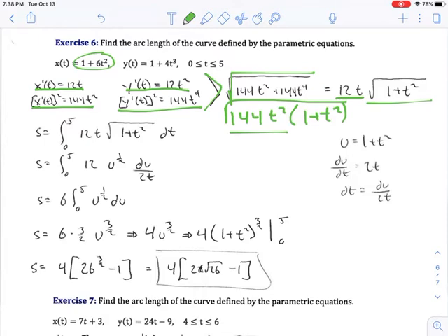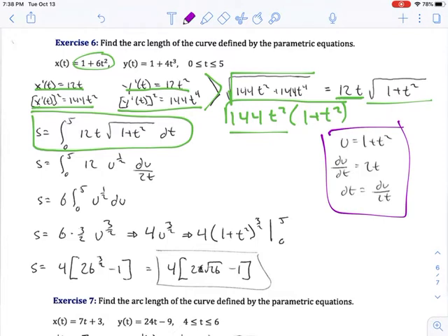Well, that's what we need to integrate now. We need to integrate from 0 to 5, 12t times the square root of 1 plus t squared. Well, this looks like a perfect example of a u substitution problem. So I do the u substitution over here. Let u be equal to 1 plus t squared. du dt is 2t. And then solving that for dt, dt is du over 2t.